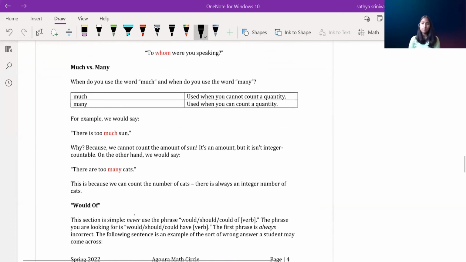Okay, much versus many. So much will be used when you can't count a quantity. Many is used when you can count a quantity. For example, you would say there's too much sun. You wouldn't say there are too many suns. But for cats, you wouldn't say there is too much cats. You would say there are too many cats because you can count the number of them.